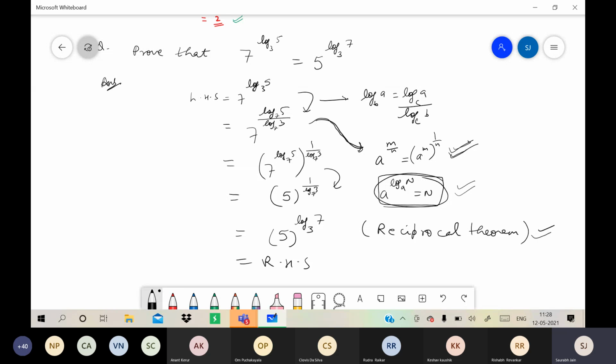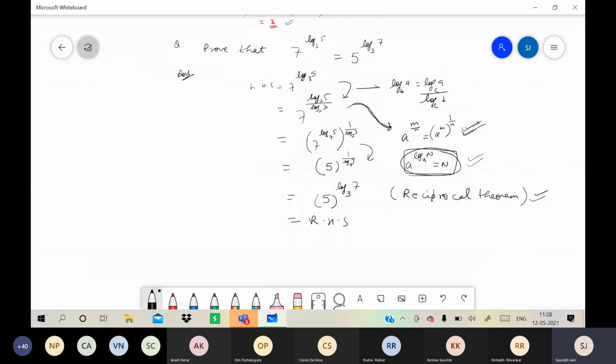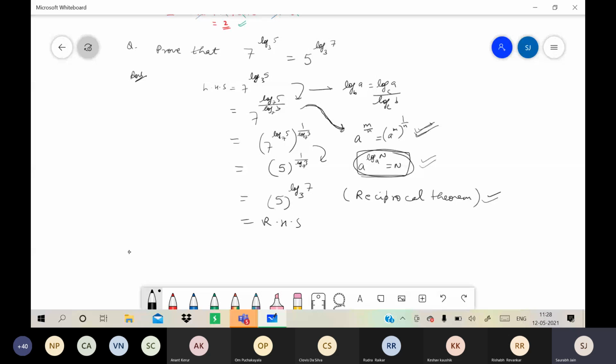Actually based on this we have one important result. Okay, we have another result that you can remember. Now I also forget what the number is, 7th or 8th, but the result, or the formula, you can now directly use in objective exams. A to the power log b base c is b to the power log a base c.